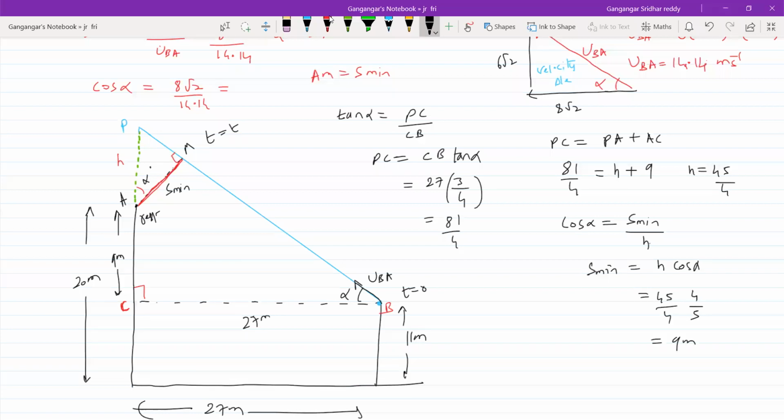So 9 meter is what? 9. This is our answer. See how actually a student has to get into the diagram. He should work it out. You should know the diagram, how it will move, what will happen in the triangle. So here what we had is a displacement triangle. I'll write it clearly.